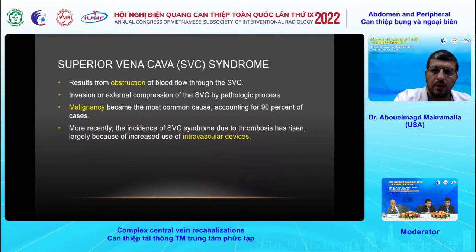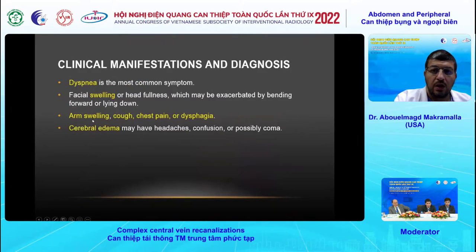SVC syndrome can result from obstruction of blood flow through the SVC. Malignancy contributes about 90% of those cases, although intravascular devices do have a role in that. We find SVC syndrome patients due to malignancy easier to recanalize because it's an extrinsic compression slash infiltration. These patients usually present with dyspnea, facial swelling, arm swelling, cough, chest pain, and dysphagia.